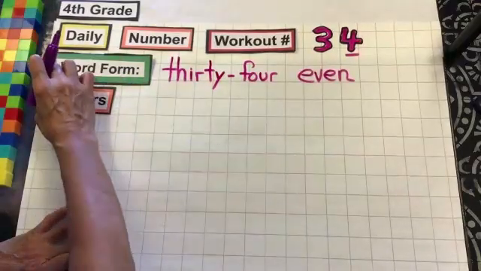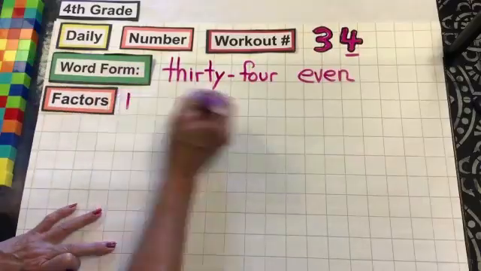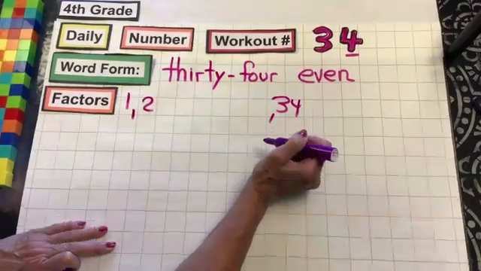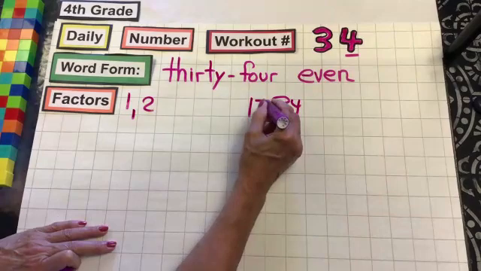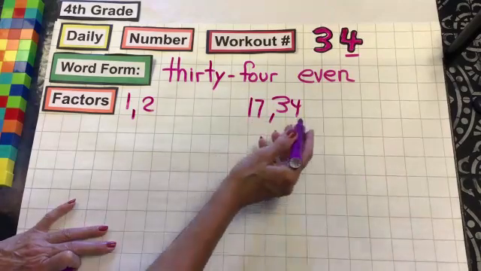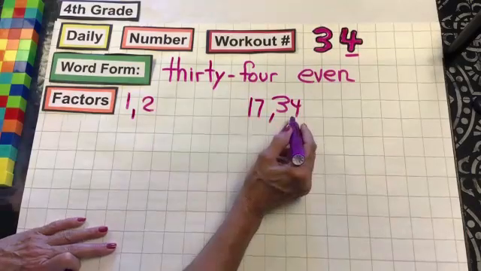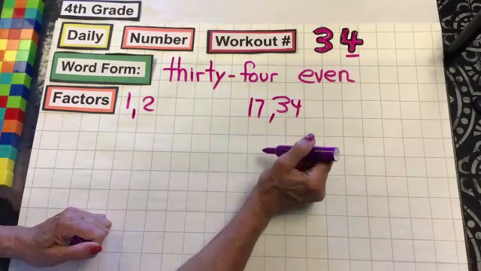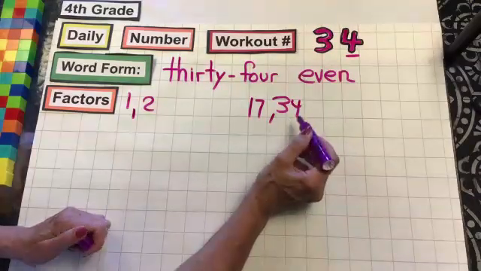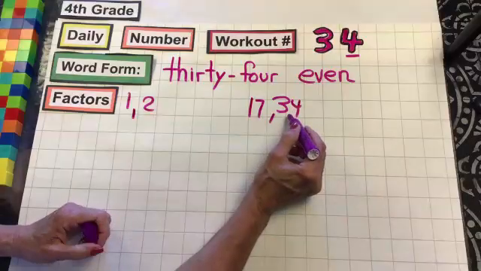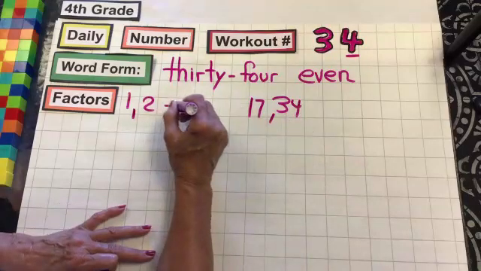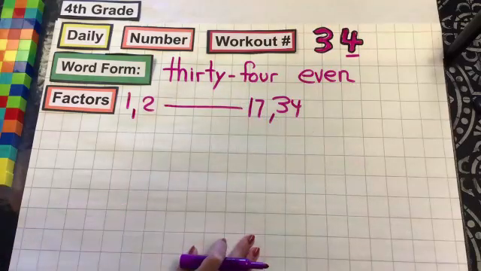of 34. So that would be 1 times 34, 2 times 17. 2 17s make 34. 3 doesn't go in. 4 does not go in. 5 does not go in because it doesn't end with a 5 or a 0. 6 does not go in because it would be 30 or 36. 7 doesn't go in because it would be 35. 8 doesn't go in. 9, 10, 11, 12. That's it. Those 4 are all we have.